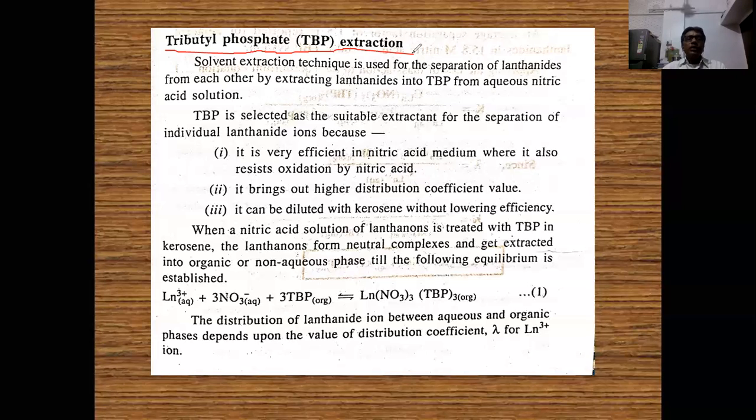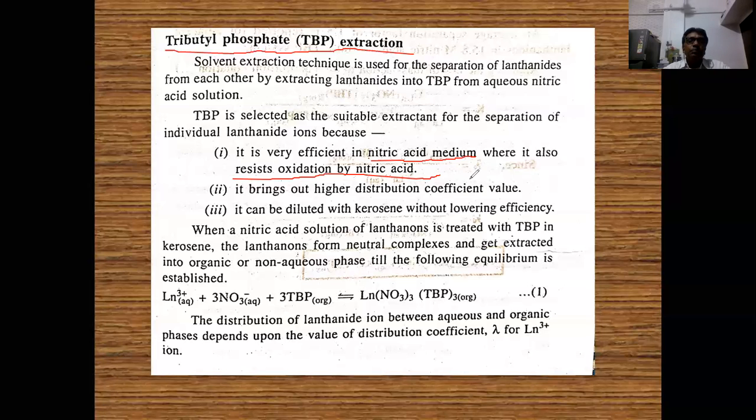TBP is selected as a suitable solvent for the separation of the lanthanums because it is very efficient in nitric acid medium. In the separation of the lanthanum, we are using a nitric acid solution of lanthanums. In the presence of nitric acid, TBP does not get oxidized. So TBP is very efficient in nitric acid medium, and it also resists oxidation by nitric acid.